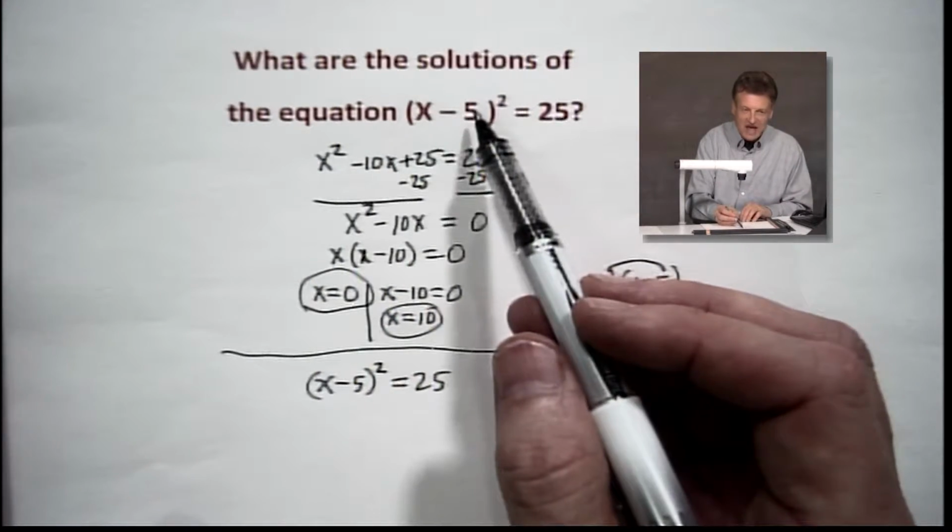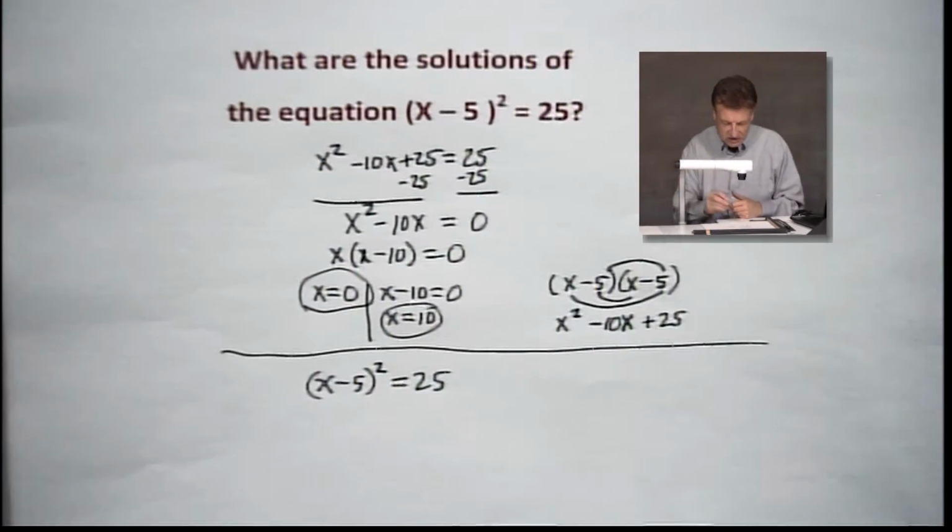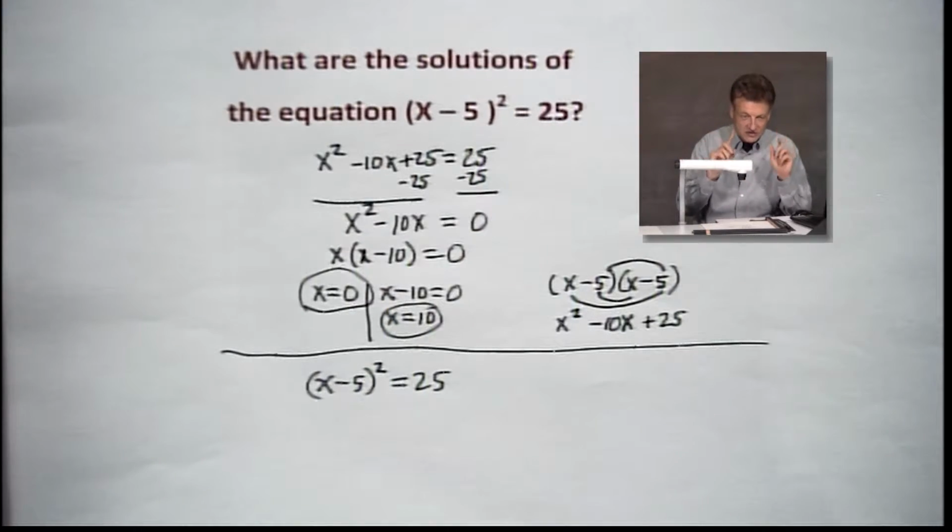Put in 10 minus 5, which gives you 5. 5 squared is 25. So life is good. We know that's the solution. Let's look at, I think, an easier way.